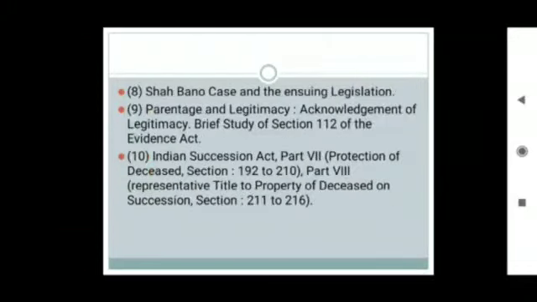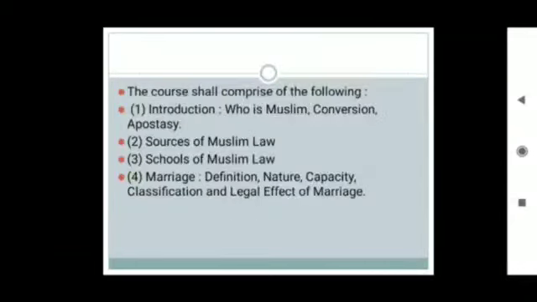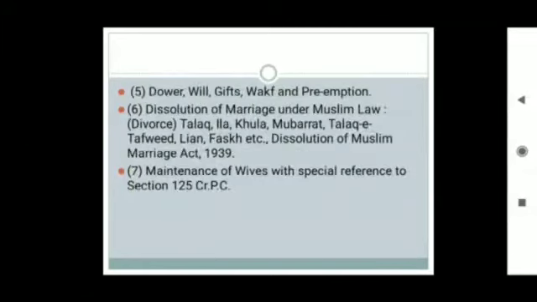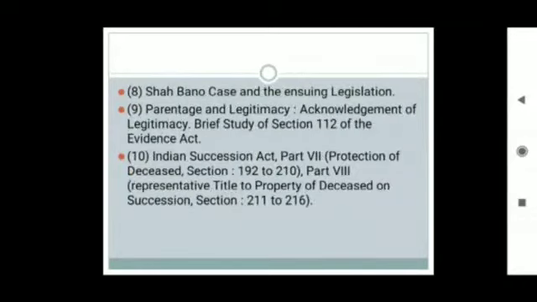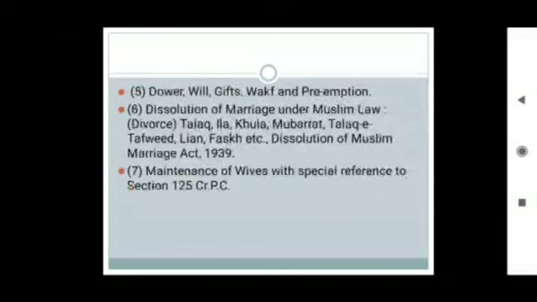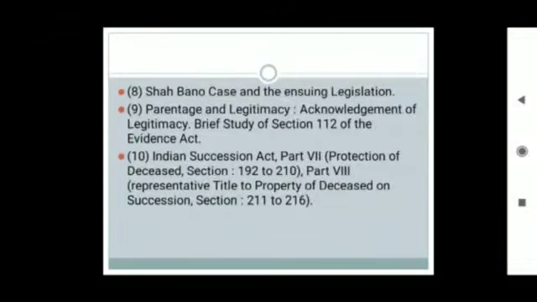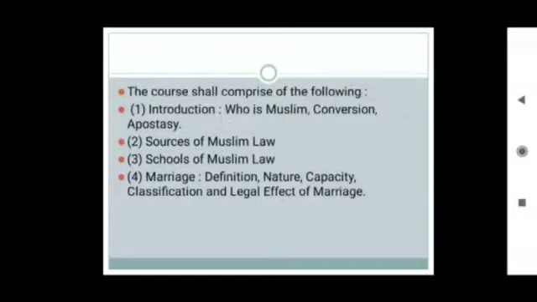So we have all of these 10 units, starting with the introduction, sources of Muslim law, schools of Muslim law, marriage, then dower, will, gift, waqf, dissolution of marriage, that is divorce, then maintenance of wife, Shah Bano case, parentage and legitimacy, Indian Succession Act, and so on. This is all we are going to do in this whole semester, and from the next video we'll start with the first unit, that is introduction, who is Muslim, conversion, apostasy.